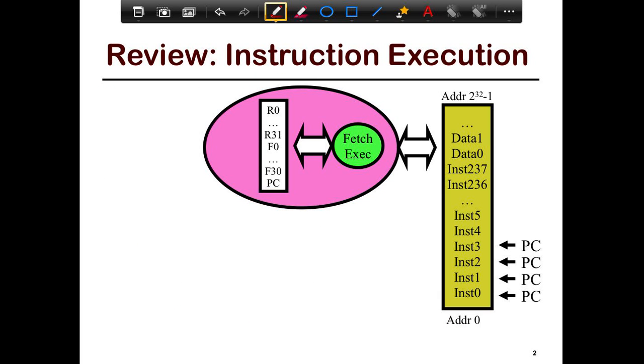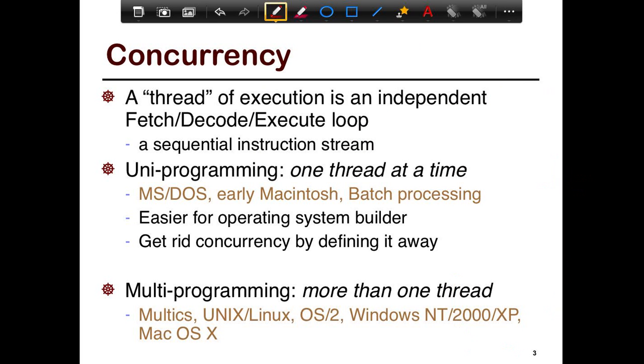Essentially, instruction execution is a big giant loop. It goes around and keeps repeating itself again and again, where every single time the instruction under the given PC is run before it moves on to the next one, and so on. A thread of execution is an independent loop of fetch, reading the instruction; decode, which looks at what the instruction is; and execute, which essentially runs the instruction.